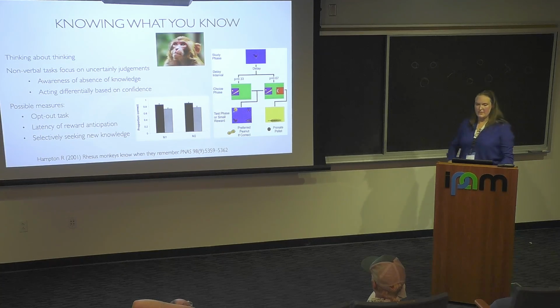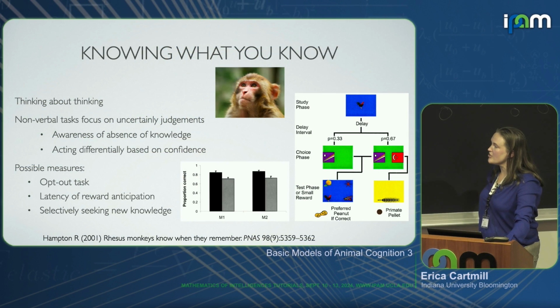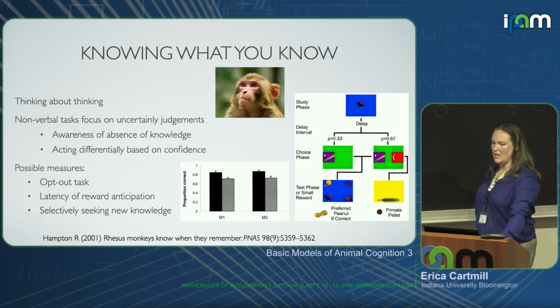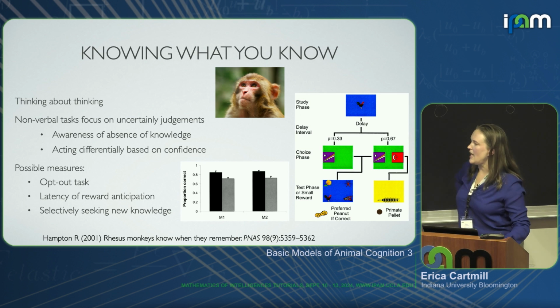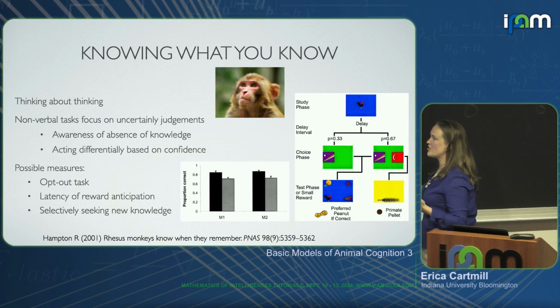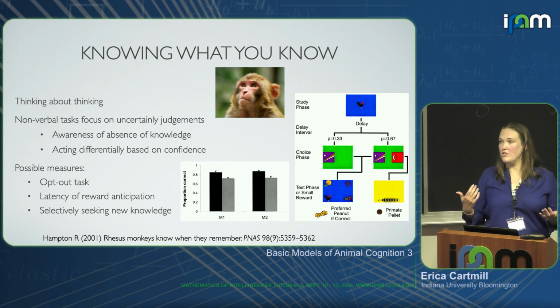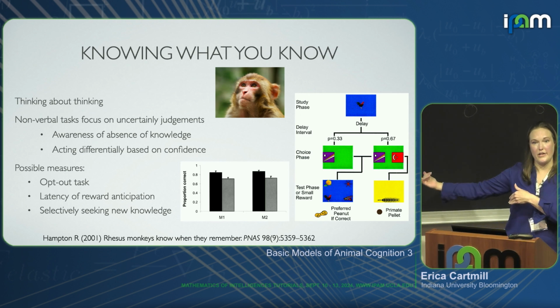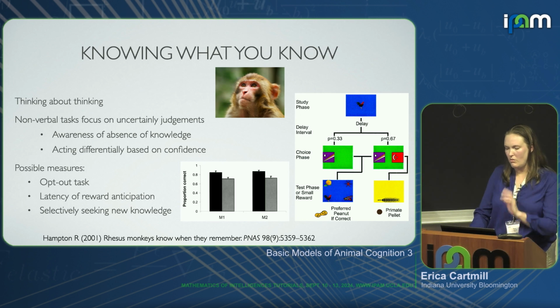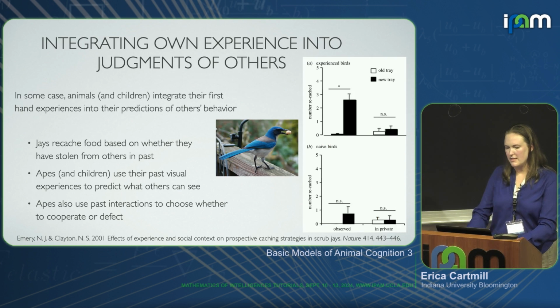There are other kinds of tasks. This is called an opt-out task. There are other kinds of measures that you can use to assess metacognition. You can look at how long you wait to search for a reward. You can look at animals' search strategies for selectively sampling the environment and looking for new knowledge based on what they think they already know. So there's a whole really interesting body of work about this.